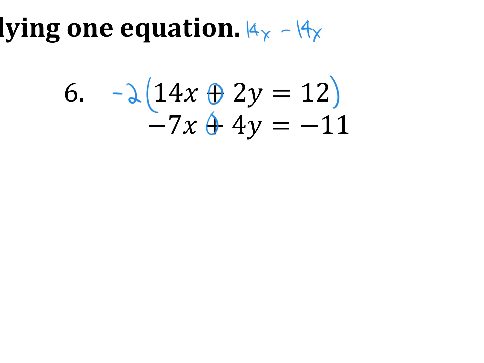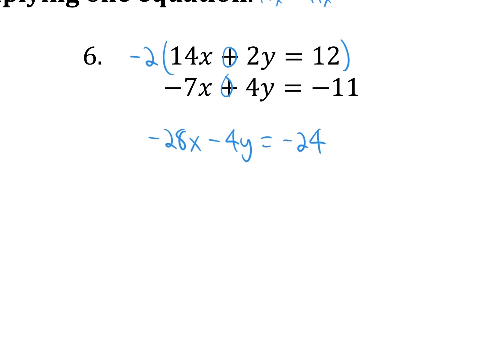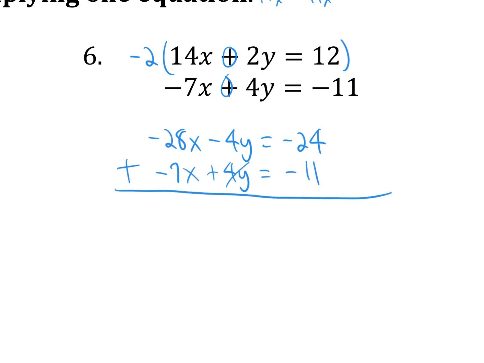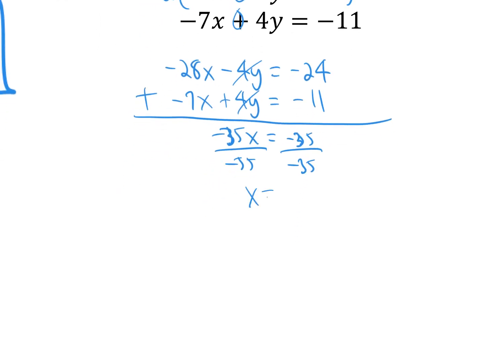All right, negative 2 times 14x is negative 28x. Negative 2 times 2y is negative 4y. Equals negative 24 over here. Write the rest of it the way it is. Plus 4y equals negative 11. Now we can add straight down. These cancel. We get negative 35x equals negative 35. Divide by negative 35. We get x equals 1.